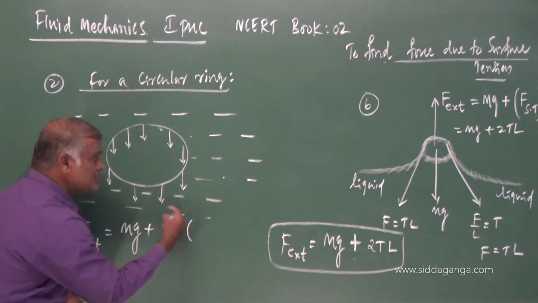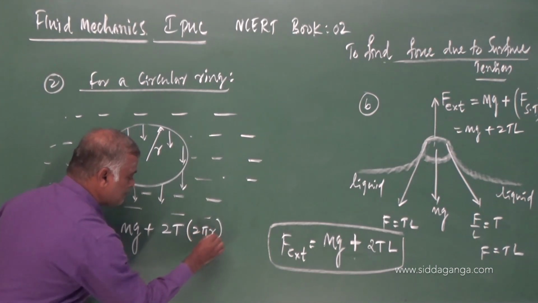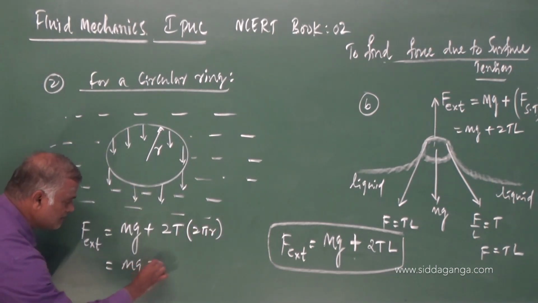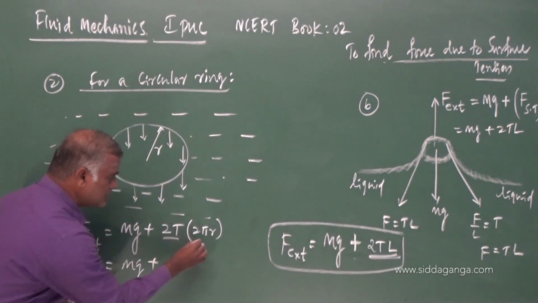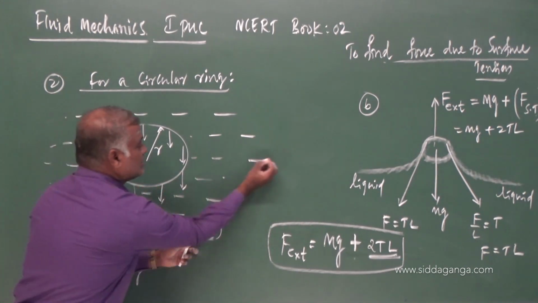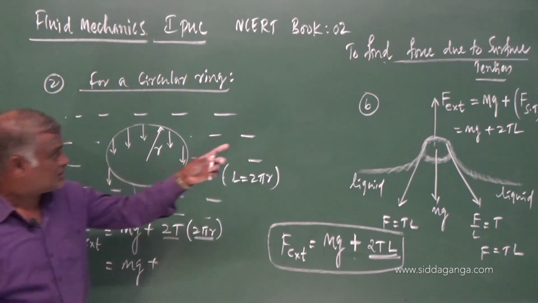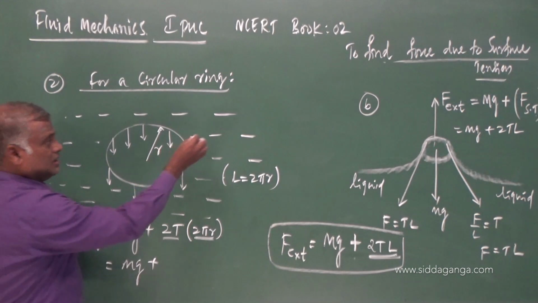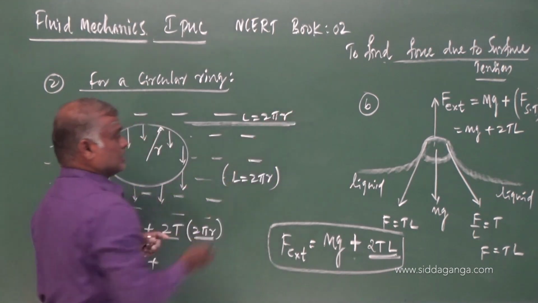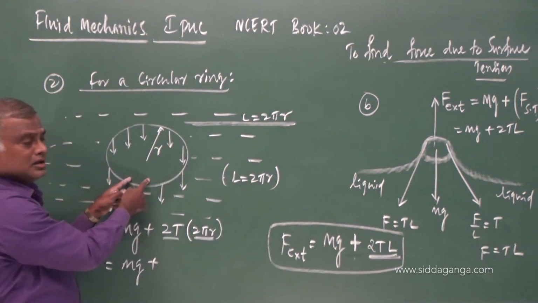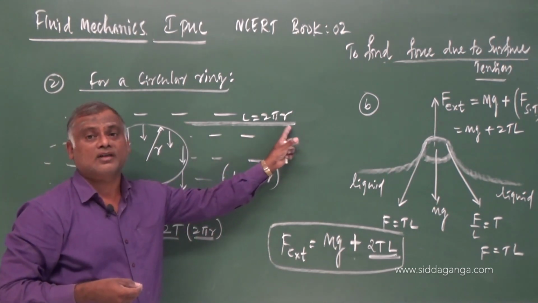2TL. L means circumference. Let us say R is the radius of the ring, so that is 2 pi R. So that is mg plus, I have written 2TL, my dear students. Here L is the length, and the length of the ring is its circumference. It is as good as cutting the ring at one side and making it straight. And this length will be equal to how much here? 2 pi R. The same ring is cut at one end. If you stretch it, it looks like a thin rod of length L.